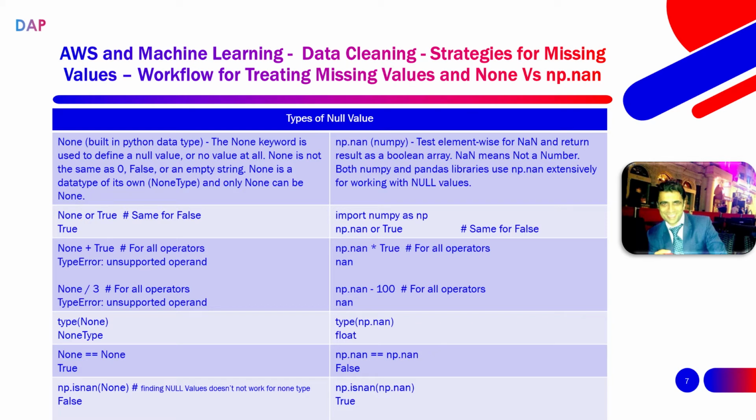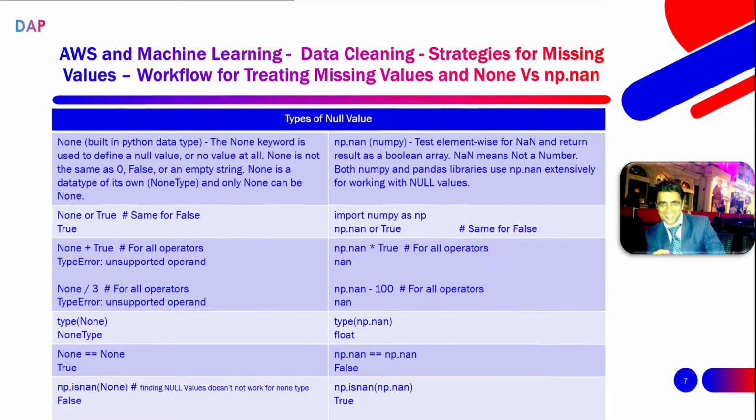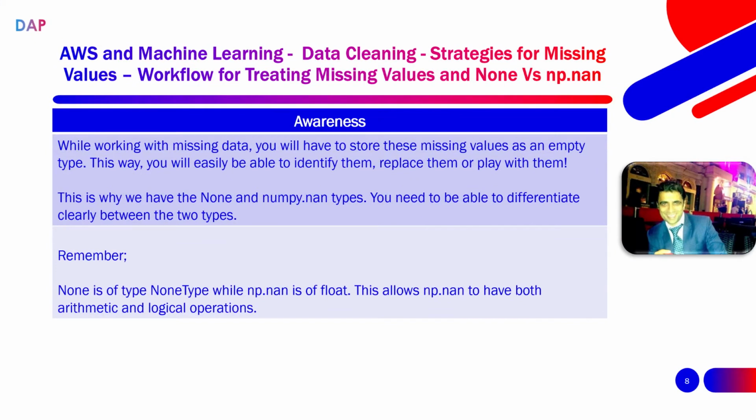And then what about np.nan? It's from NumPy, and it tests element-wise for NaN and returns a result as a Boolean array. NaN means not a number. Both NumPy and pandas libraries use np.nan extensively for working with null values. To do all this comparison, just bear with me. After this I will take you to the Jupyter Notebook, and we'll do this exercise.